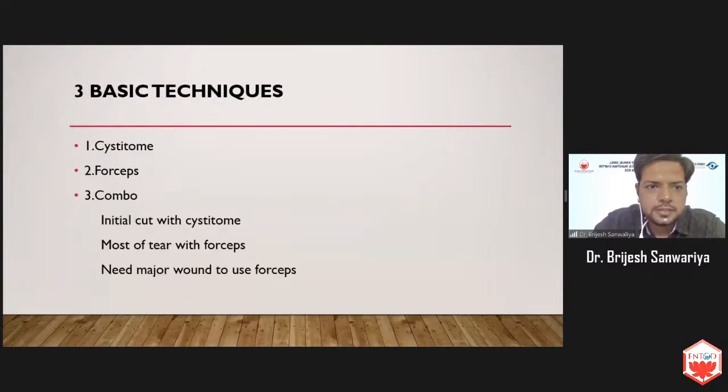Now, the basic techniques are of three types. One is with the cystitome alone, second with the forceps, and third is a combination of these two. In the combination, we initially cut the capsule with the cystitome, and then most of the tearing of the capsule is done with the forceps, and we need a major wound to use the forceps.